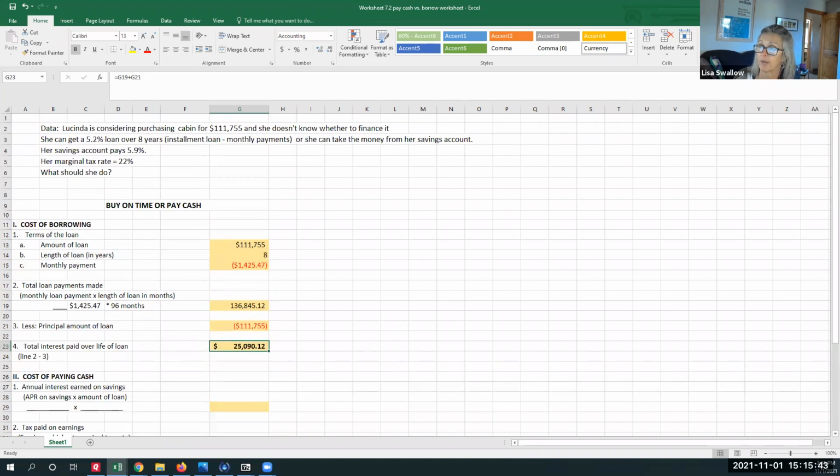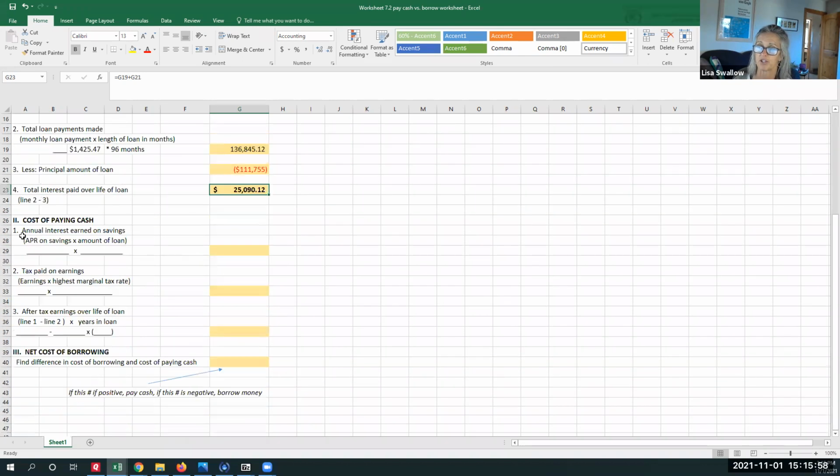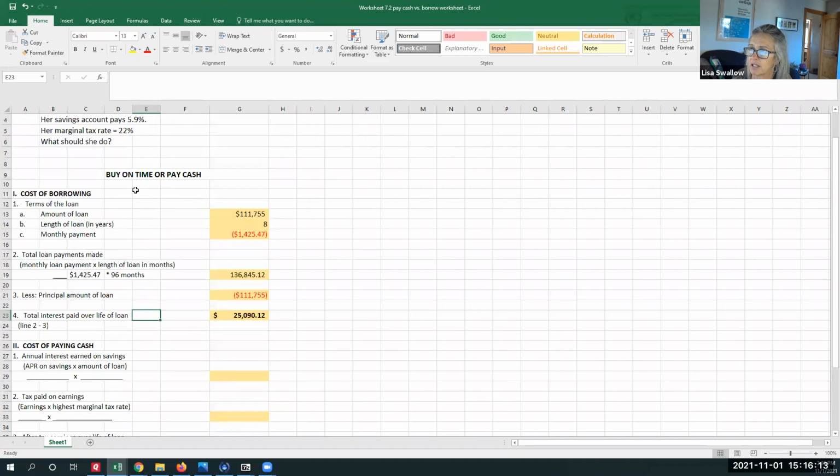So let's go back up. My savings account's paying the 5.9%. That's a very, very not realistic number. I've obviously got that in some sort of international bond fund or something. And I'm paying 22% marginal tax rate. So first, it's how much am I earning per year on my savings account? What was it again? 5.9? I just looked that up.